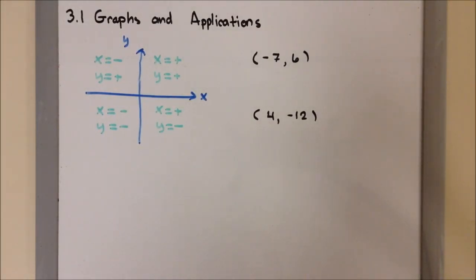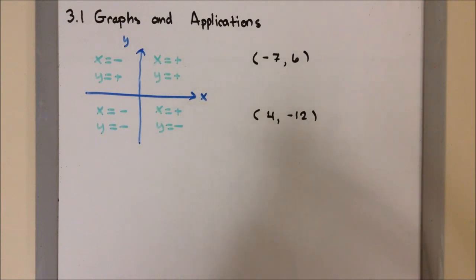Welcome to section 3.1, Graphs and Application. So there's going to be multiple parts for this section, but they're fairly easy, fairly simple, and pretty straightforward. So our first part is we're going to determine which quadrant a coordinate point lies.